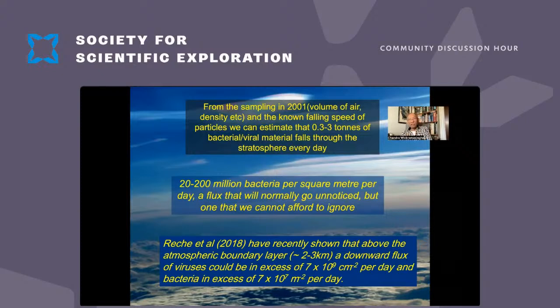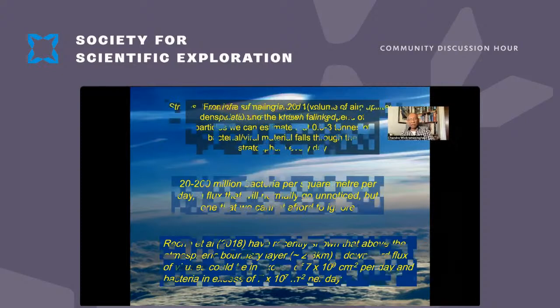So that's a lot of viruses, and undoubtedly, anything falling from the height of 2 or 3 kilometers would include stuff that is pulled up from the surface. But it also includes the material that is coming from much higher up, as I said, the 0.3 to 3 tons that are coming from space. So it's all mixed up. And it is, again, mind-boggling that no attempt has been made to separate the stuff coming from space from the stuff that is on the Earth.